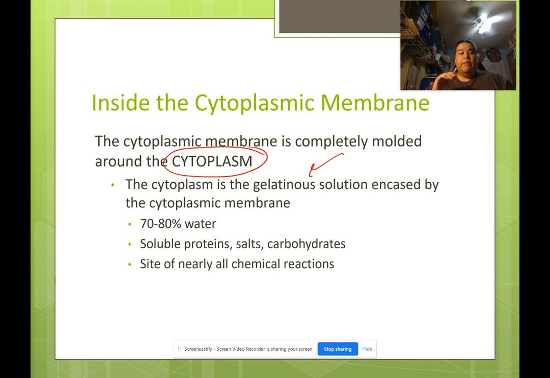That cytoplasm is the site for nearly all of the chemical reactions that are going to happen inside the cell. Now remember, we have those enzymes that are still located on the membrane, so those are still happening as well. But this big, I guess I could say like room inside of my Ziploc, the jelly with all this stuff in it, is where most of the chemical reactions are going to happen.